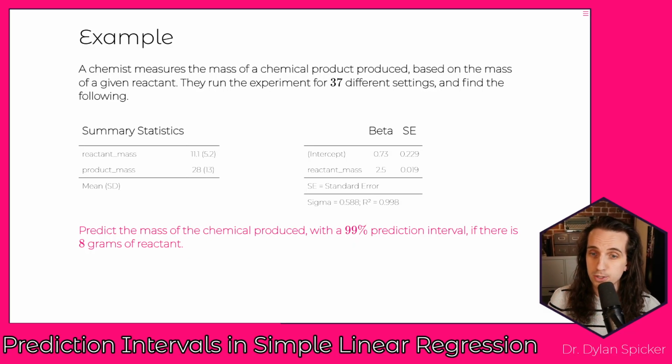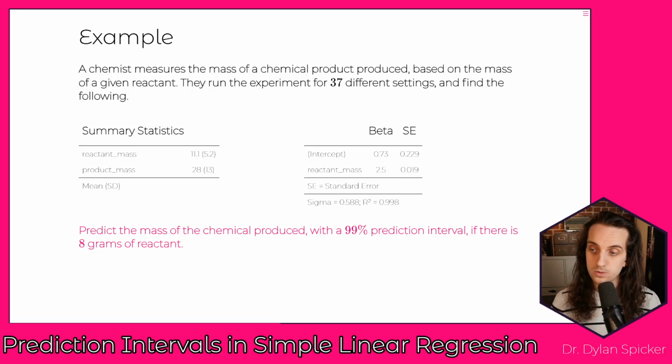Again, the example is going to be quite similar. So a chemist is going to measure the mass of a chemical product that's produced based on the mass of given reactants. They're running the experiment at 37 different settings. We're given some output information here. We want to predict the mass of the chemical produced with a 99% prediction interval if there are 8 grams of the reactant. So once again, we want a prediction and we want a prediction interval.